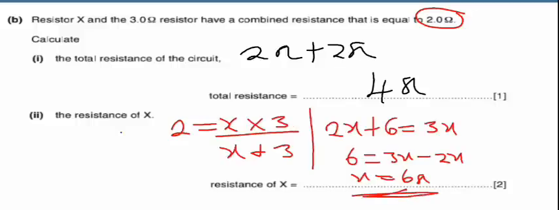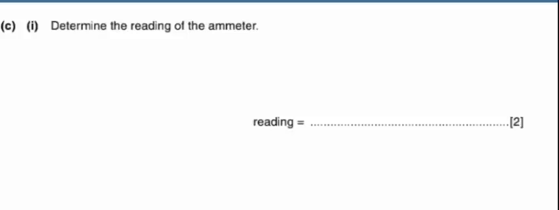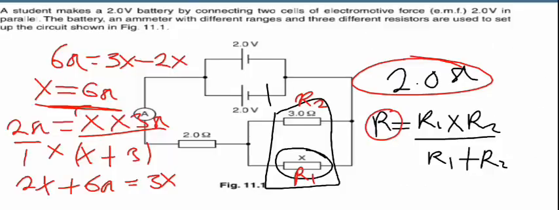Let's see the last one. The last one is saying determine the reading of the ammeter, meaning they are asking us to calculate the current. So current is equal to voltage divided by the resistance. Now the voltage that we have here, let me just see it. So we have this one here and also this one here. When we add these two, we are going to get what? 4.